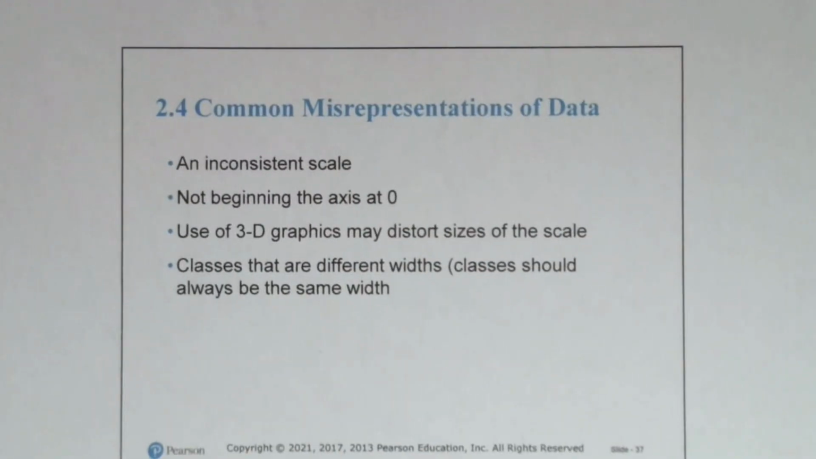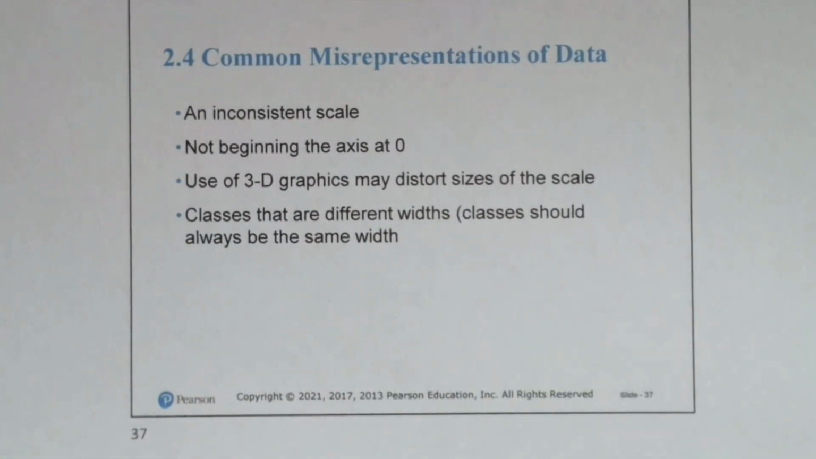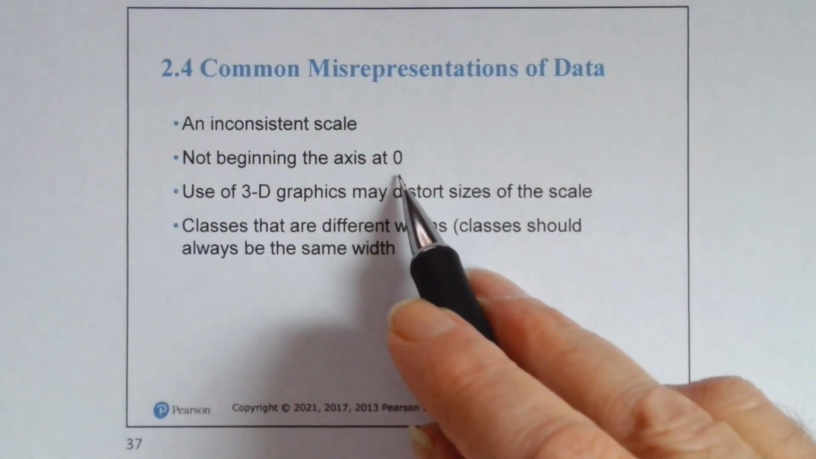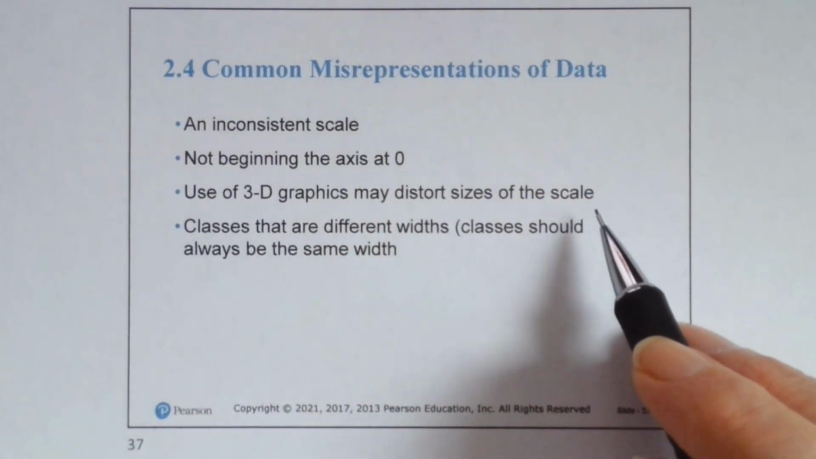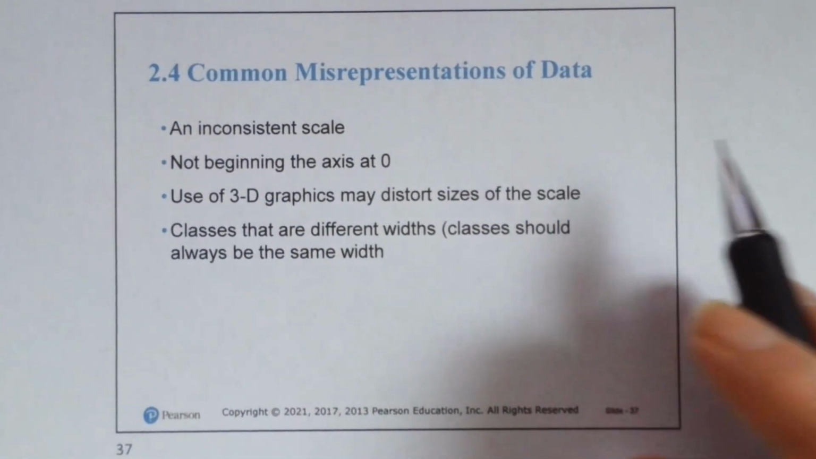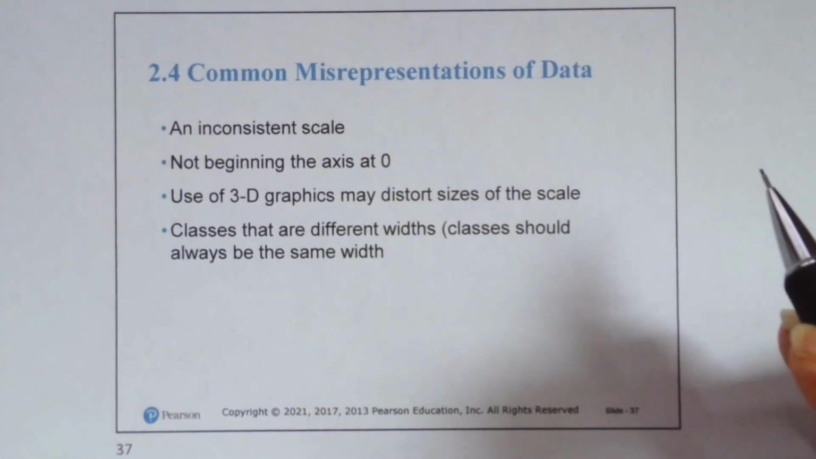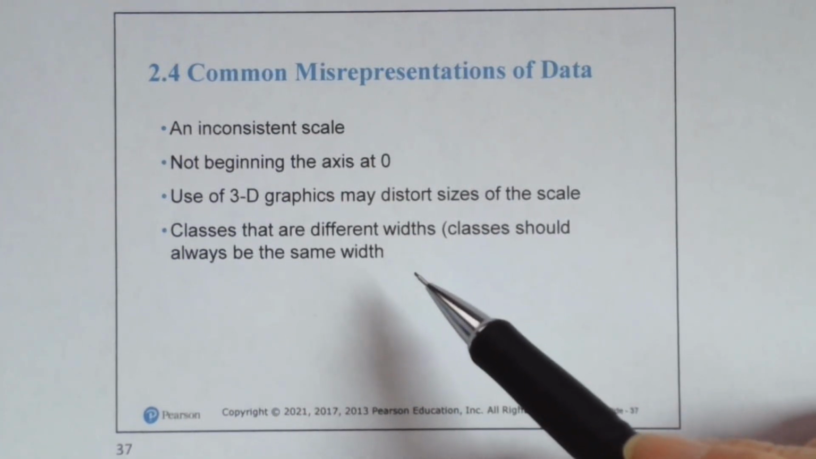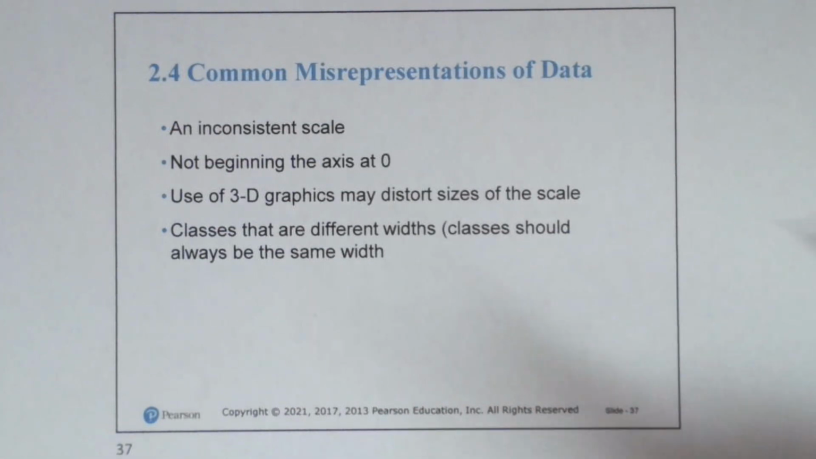Let's go ahead and look at some common misrepresentations of data. So an inconsistent scale, or one that causes confusion, it's not clear, not beginning the axis at 0, that seems to be pretty common. We didn't really look at one, but 3D graphics can really distort sizes, especially for the parts that are closer to you as compared to the ones that are farther away. It's always better, for example, with a circle graph, to use a two-dimensional figure, and your percentages should represent each region correctly. And then classes that have different widths, we know that that's an issue as well. They should always be the same width.